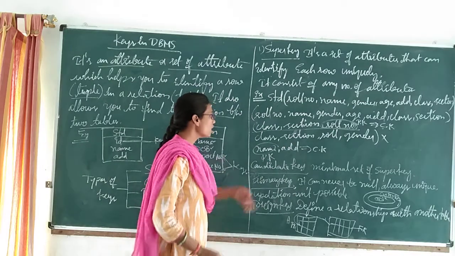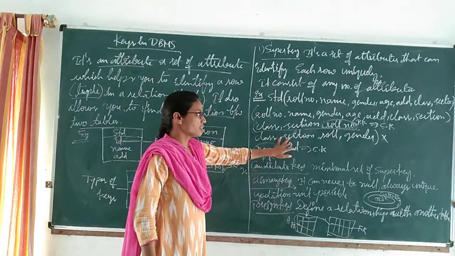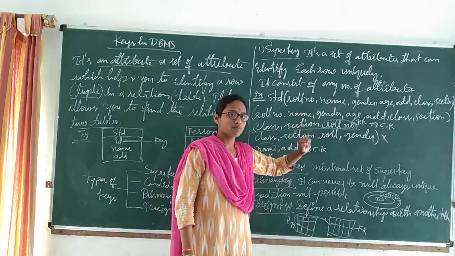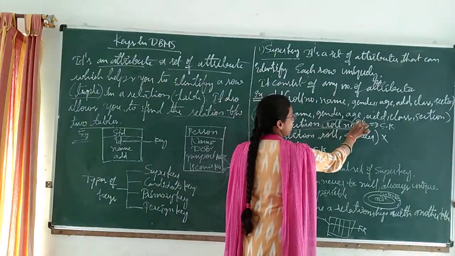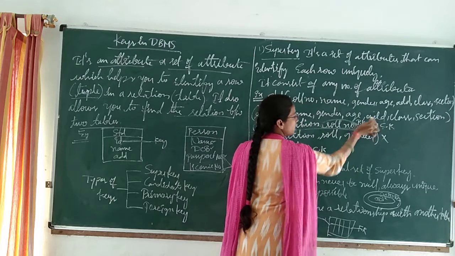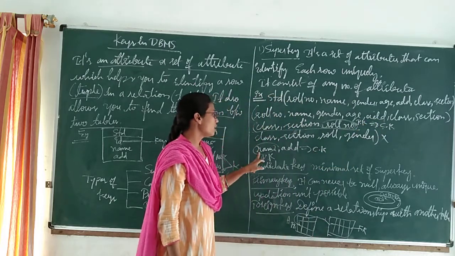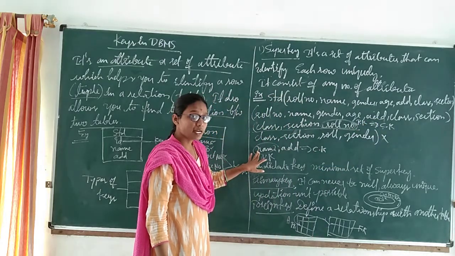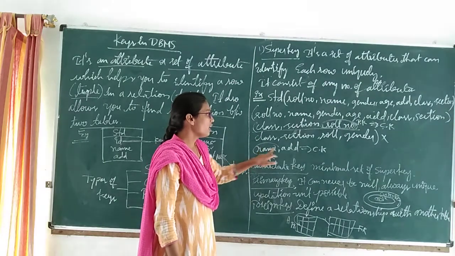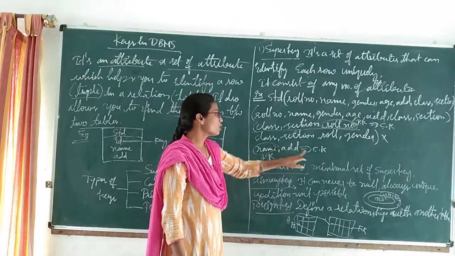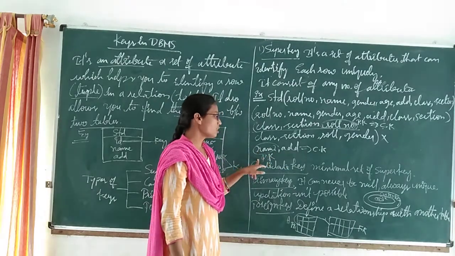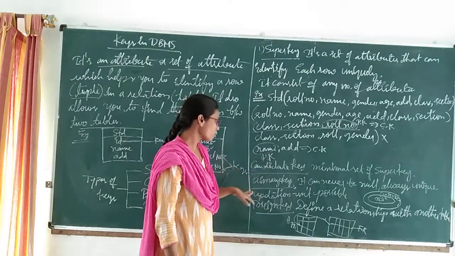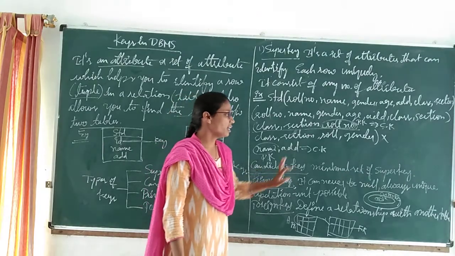Here I have taken roll number as the primary key, and this total relation is a candidate key. The next one is the subcategories of this relation, name and address. These two are candidate keys. Here in name and address, name is a primary key.